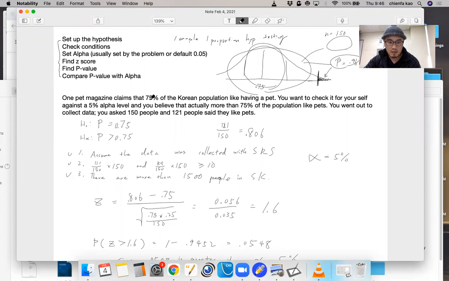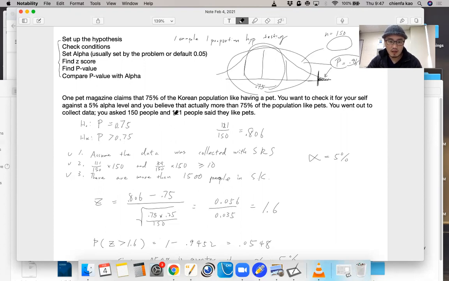All right, read this particular problem. One magazine says that 75% of the Korean population like having a pet. So you want to check it for yourself against a 5% alpha level, which means you want to test it. If it falls in the most extreme 5% when you randomly do one sample, you're going to doubt what the magazine is saying. So you set it up.